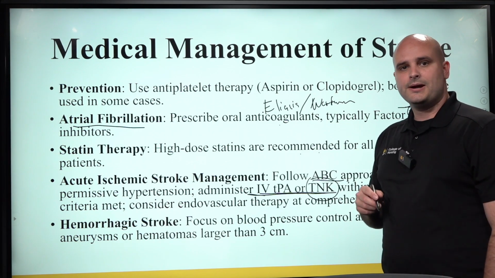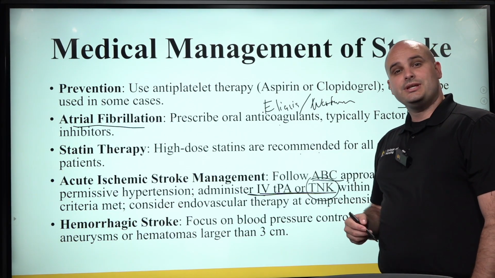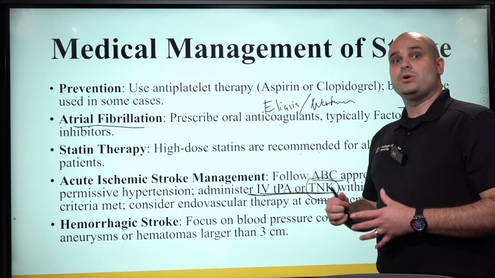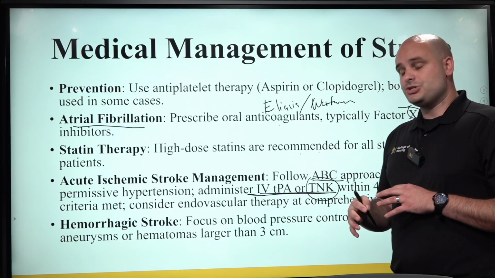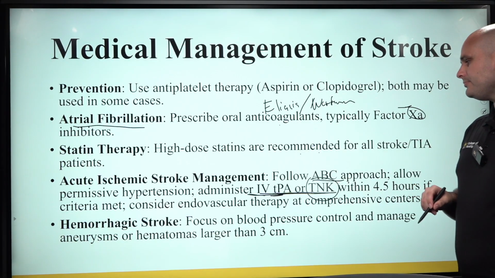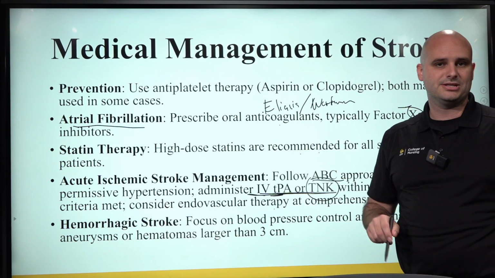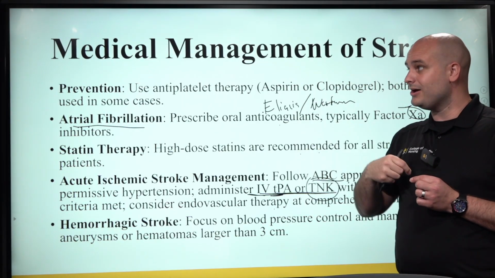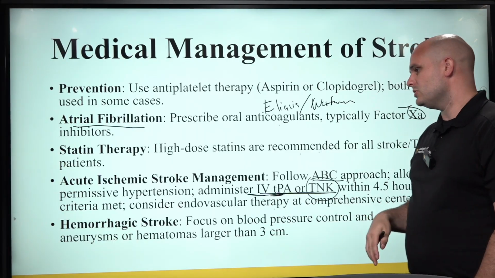TNK I put in there because a lot of hospitals are using it. I think when the newer guidelines come out for 2025 AHA, this might be part of it, but right now TPA is the big one. And then endovascular therapy if possible, where they go in and actually get that clot out. And that's for ischemic type strokes.